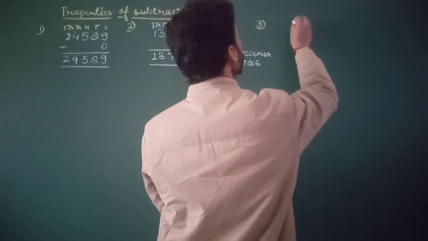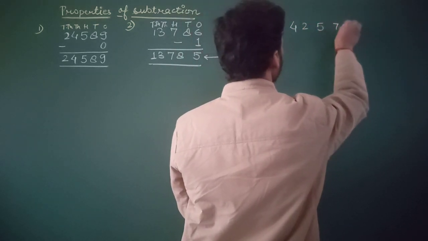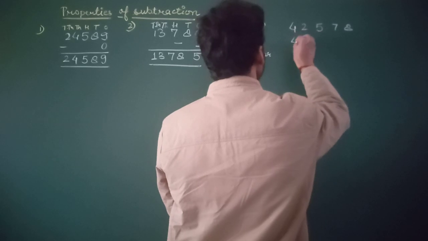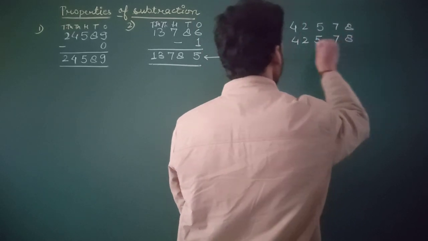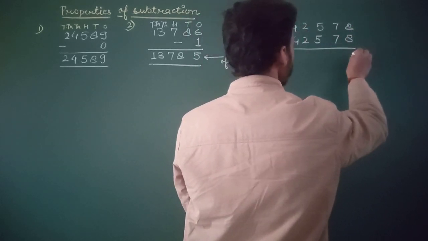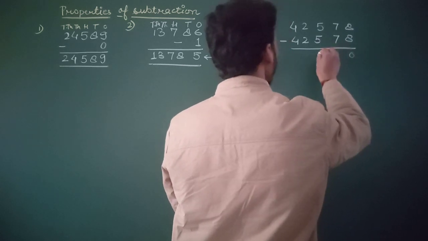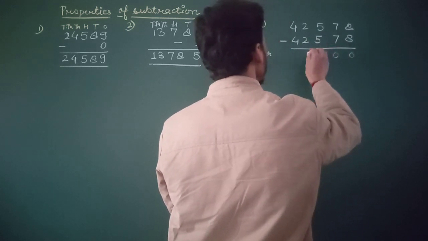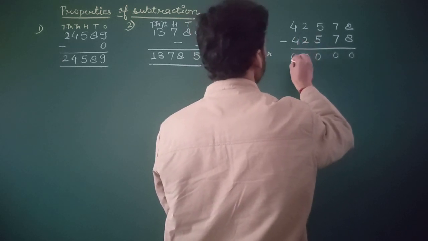42,578 minus 42,578 is equal to 0. 8 ones minus 8 ones is 0 ones, 7 tens minus 7 tens is 0, and 500 minus 500 is 0, and 2000 minus 2000 is 0, and 4 ten-thousands minus 4 ten-thousands is 0.